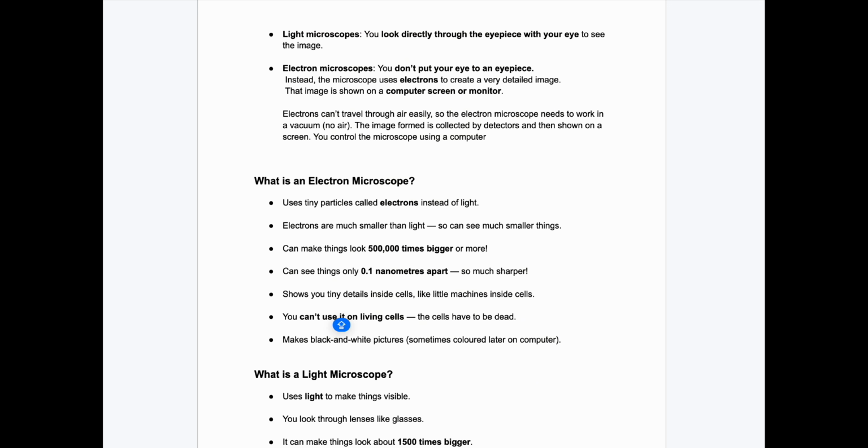You don't look in an eyepiece because electrons don't travel through air well, and the microscope needs to be inside a special place with no air, like a vacuum. So you cannot just look through it like a regular microscope. You have to look at it through a computer screen. But what it does is the machine can make things look millions of times bigger and much clearer than a light microscope. So you can see tiny parts inside cells that you could not see with a normal microscope.